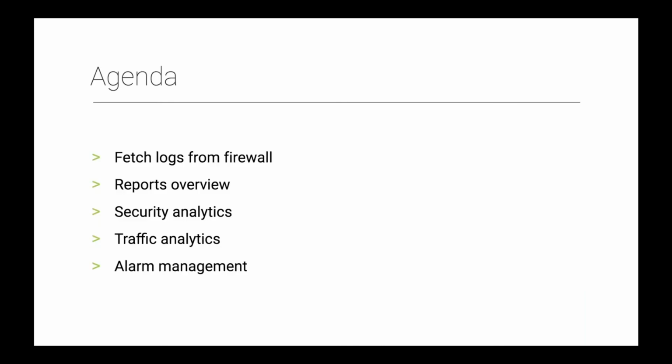So let us look at what we're going to cover today. First, we are going to look at how to fetch syslogs from your firewall into Firewall Analyzer. Once the syslogs are fetched, Firewall Analyzer starts to generate various reports. So we're going to look at what those reports are and how the same can be used in real time. Post this, we are going to look at security analytics and traffic analytics in detail. Finally, we are also going to cover how to set alarm notifications for various triggers.